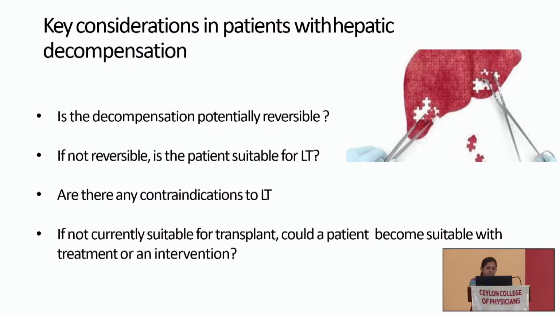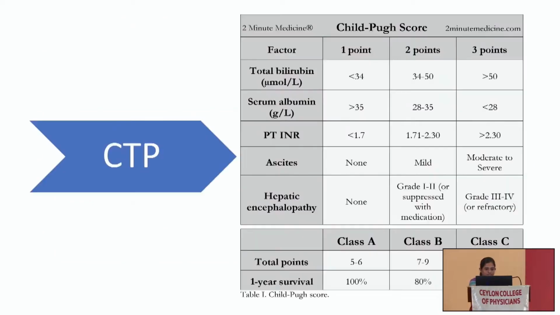And if it is not reversible, is the patient suitable for liver transplantation? Are there any contraindications to liver transplantation? Sometimes a patient is currently not suitable for transplantation, but could the patient become suitable with treatment or intervention? These four are the key considerations when dealing with a patient with decompensated cirrhosis.